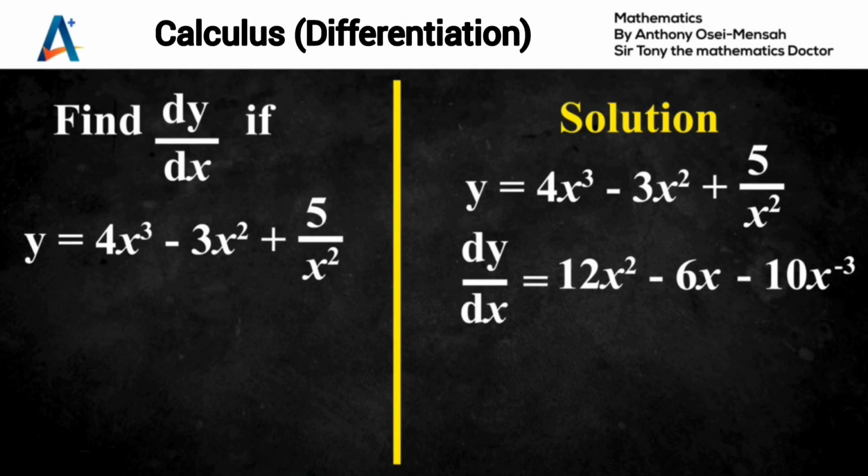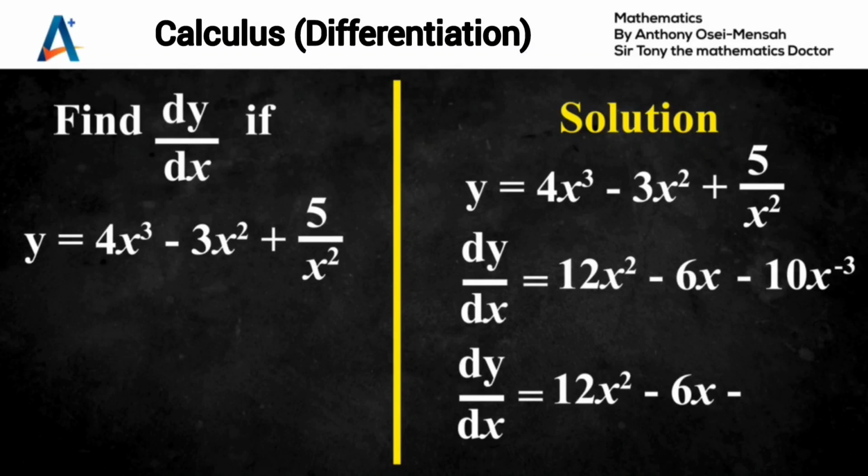Now, you can choose to leave your answer in this form, or you can choose to convert 10x raised to the power negative 3. That is to say, dy over dx can be equal to 12x squared minus 6x minus 10 divided by x raised to the power 3. Remember, the negative power means that it can become a division. So it can come to the denominator. And when the x raised to the power negative 3 comes to the denominator of the coefficient 10, it will become x raised to the power positive 3. That is another way of writing it. And this is the indices way of writing it.